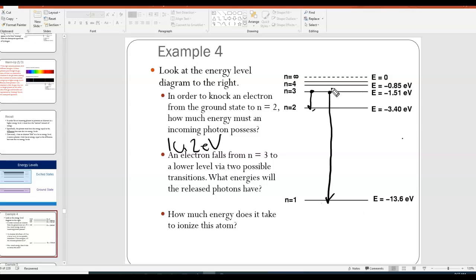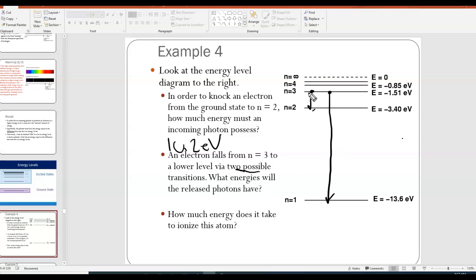At least those are the two possibilities coming directly from n equals 3. Of course, if it goes from 3 to 2, it can also go later on from 2 to 1. But this question, we can tell from context, is only talking about directly from n equals 3. What energies will the released photons have?